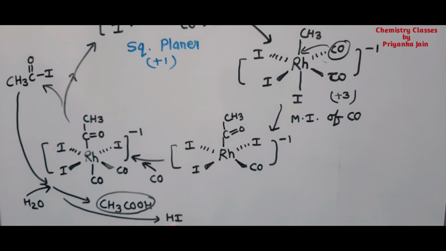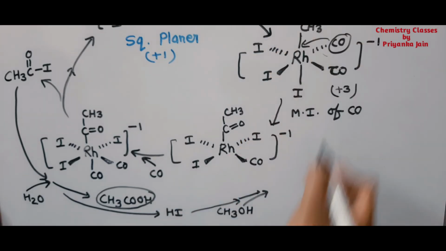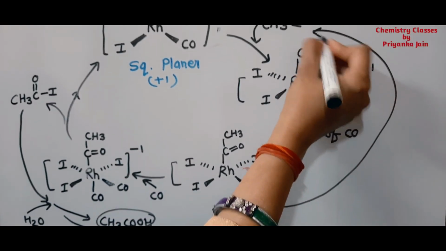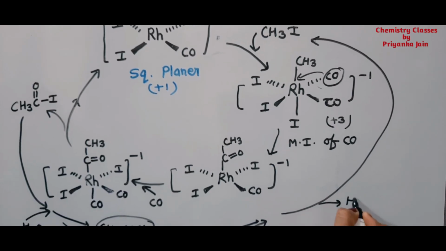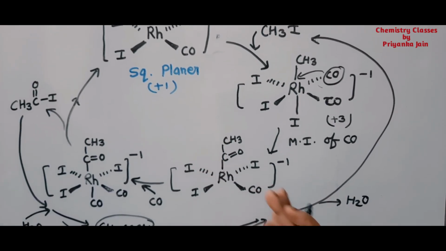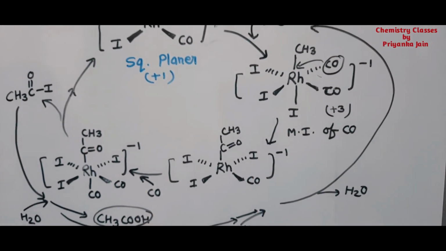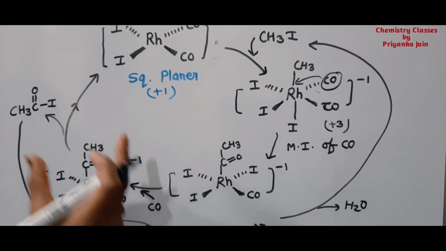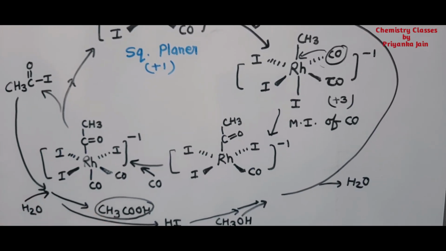And this HI will now react with CH3OH, that is methanol. So we are getting CH3I, methyl iodide, and the water is removed. In this way the whole cycle will proceed. We are getting this CH3I again and again in the whole cycle. So this cycle is catalyzed by this rhodium complex. This is homogeneous, so this is a good example of homogeneous catalysis.